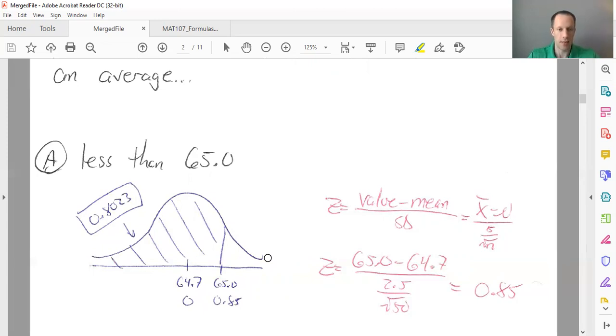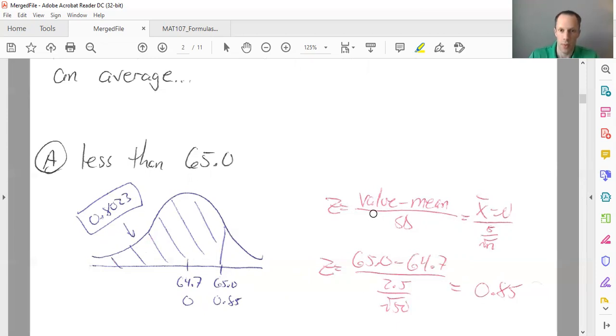The mean of the sample average distribution is the same as the mean for all the individuals, which I just said was 64.7. Now in this question, we're asking about the probability that the sample average is less than 65.0. So I mark 65.0 and shade to its left. Now, in order to find out how much area we've shaded, we're going to have to convert everything into z-scores.